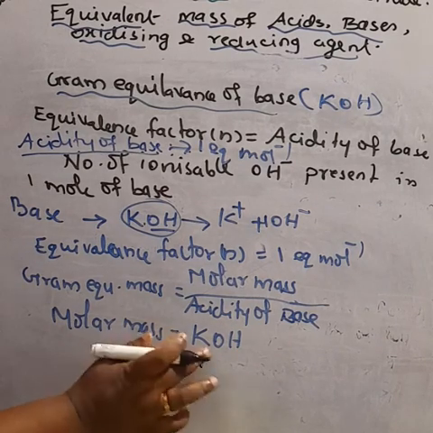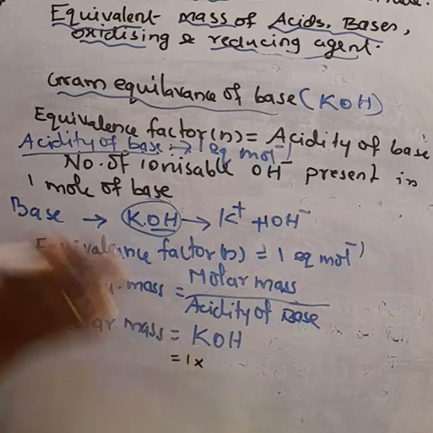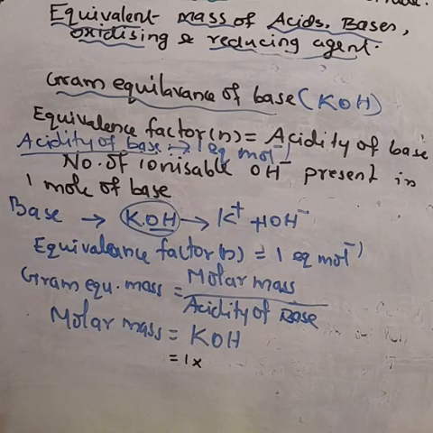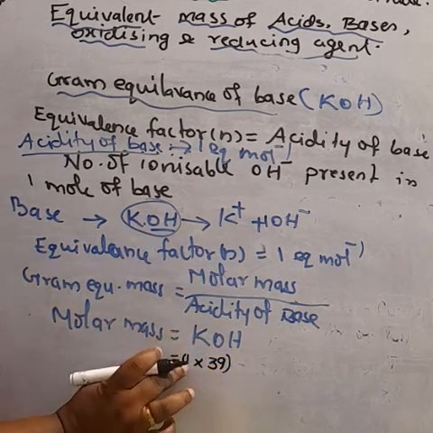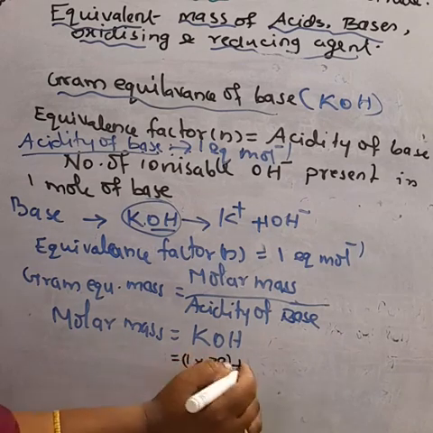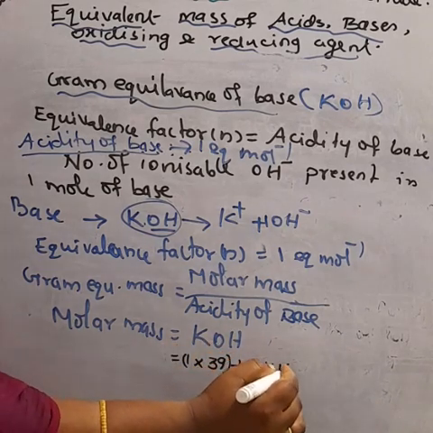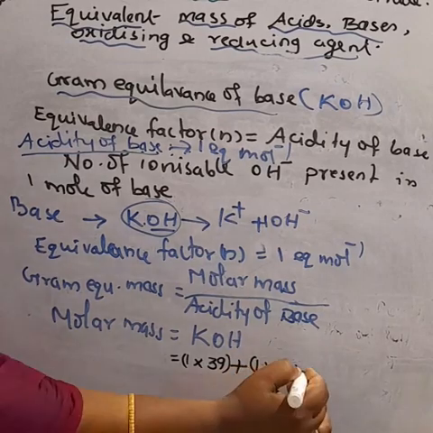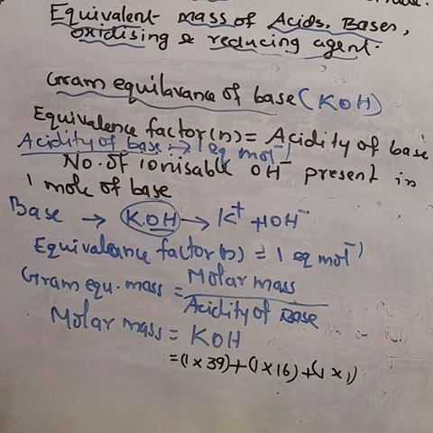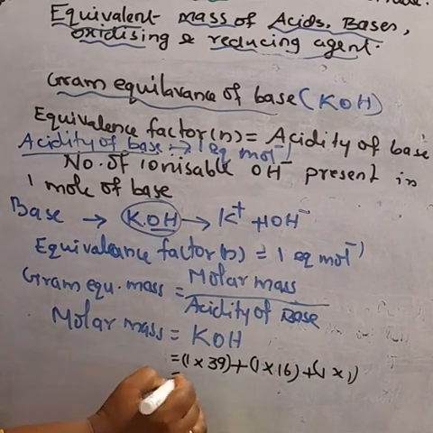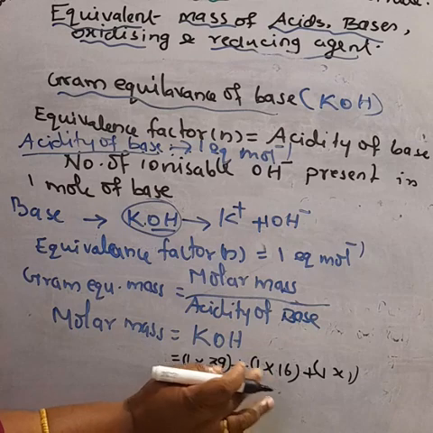Okay, some important elements' atomic masses I have already written and given in the last class. Study them. The atomic mass of potassium is 39. How many potassium atoms? Only 1. So 1 into 39, plus oxygen, only 1, 1 into 16, plus hydrogen, only 1 atom, atomic mass 1, 1 into 1. So 39 plus 16 plus 1.